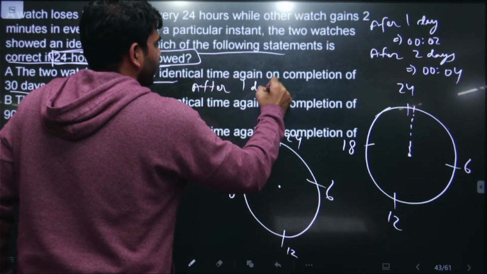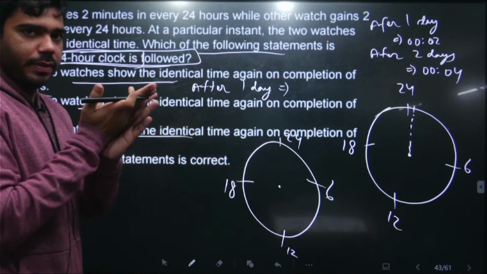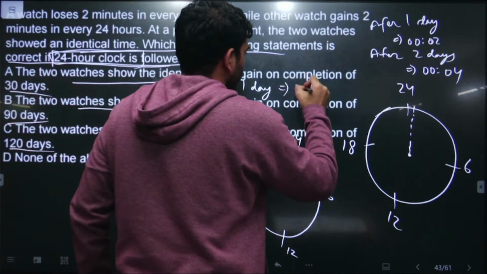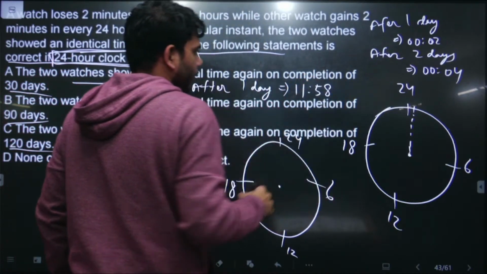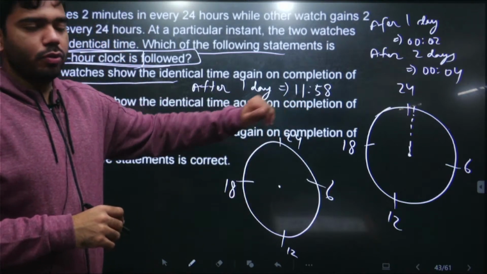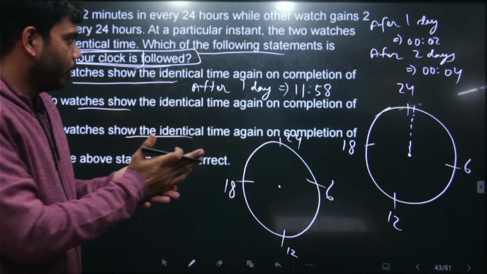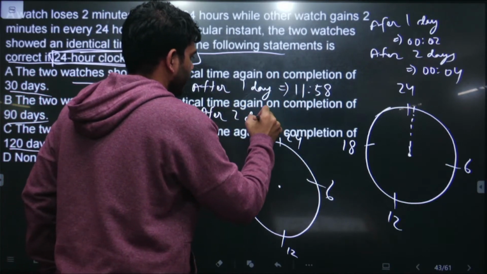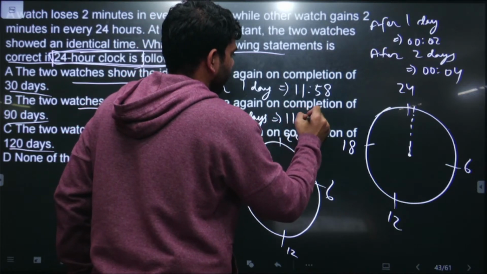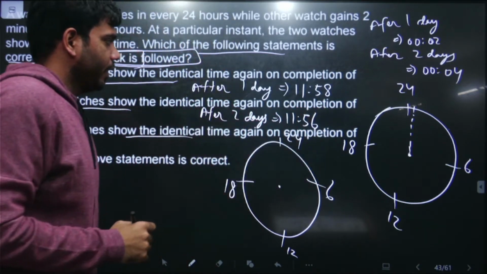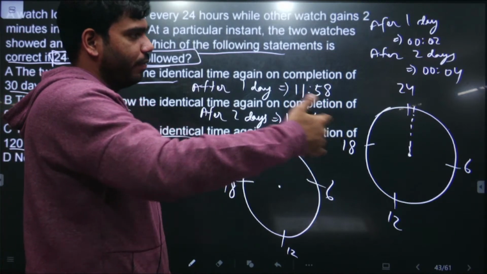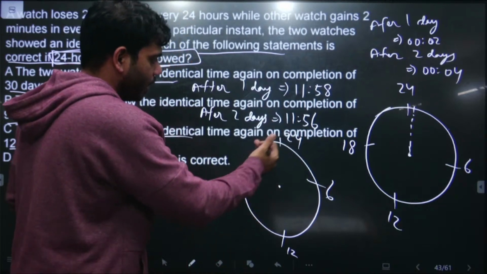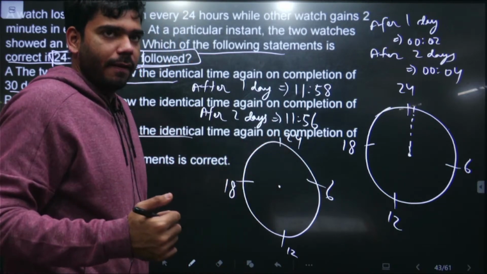after one day, exactly at 12 midnight, when 24 hours have passed, will be losing 2 minutes. So it will be showing 11:58. It will be showing that there are 2 minutes to 12. There are still 2 minutes left before midnight, because this is 2 minutes slow. Then after 2 days, this will be showing 11:56, right? Then after 3 days, it will be showing 11:54. So over a period of time, as days pass by, this will keep slowing down in time.